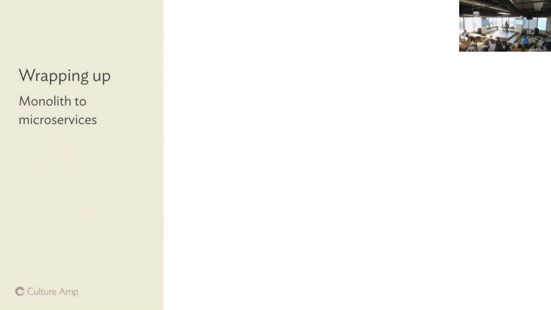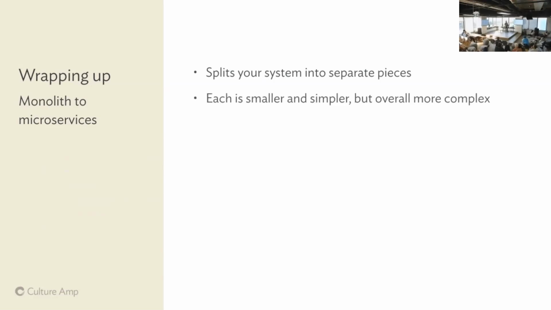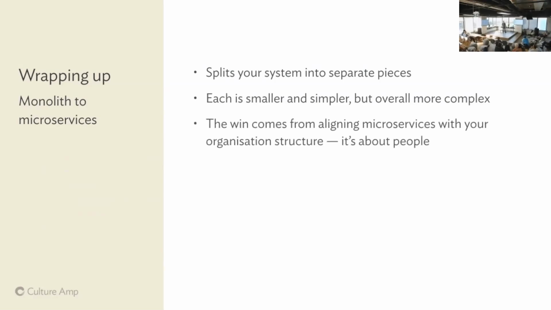So wrapping up, introducing microservices, going back to the beginnings, it splits your system into separate pieces. Each one is smaller and simpler, but overall the system is more complex. It's not going to make things easier. The big win comes from aligning microservices with your organizational structure. It's really about people. It's not about technology. And wiring it up is hard. Our solution for wiring it up, or one solution, is a routing service up the front.